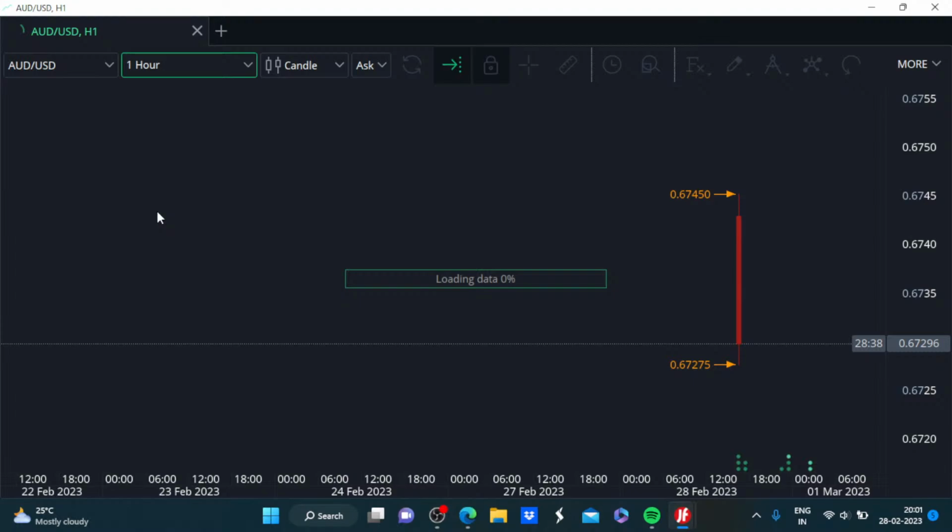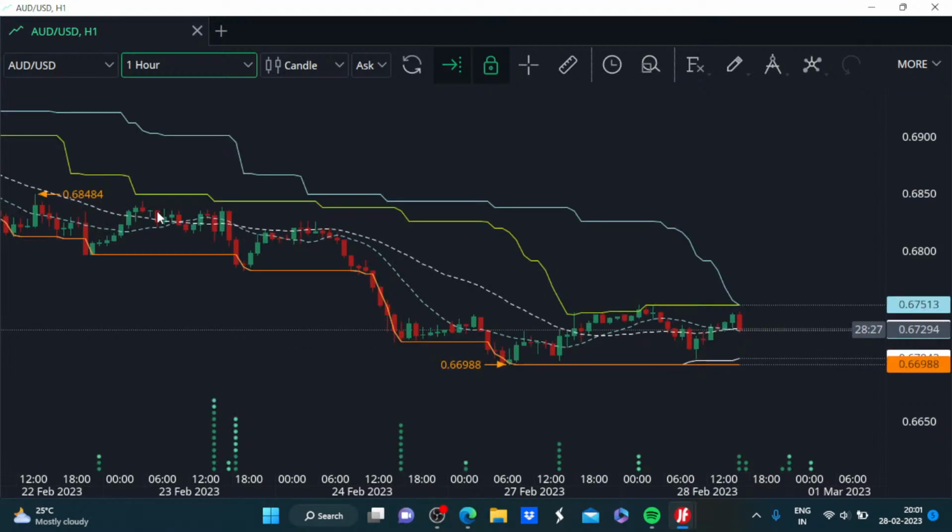It's taking some time for the chart to load. So it seems we will have to wait a few more seconds. All right, we got it.